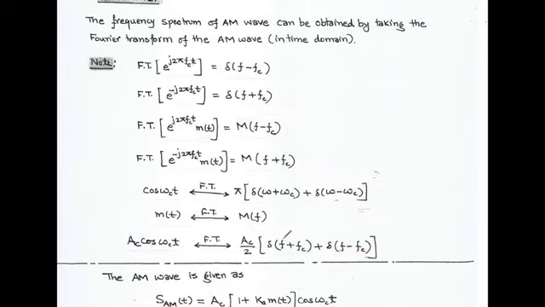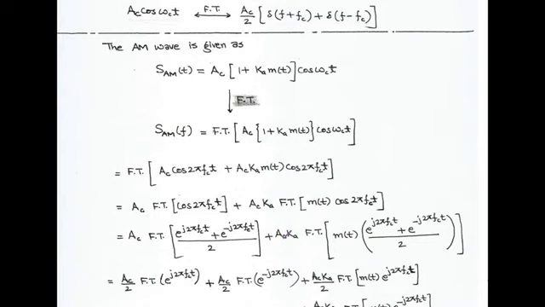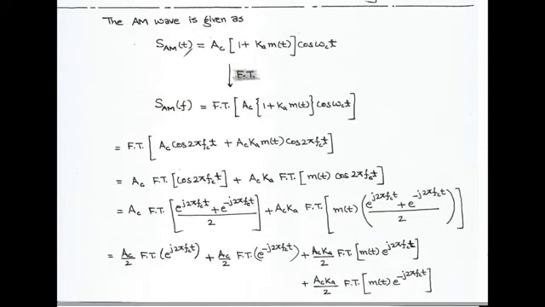Now we can determine the frequency domain description of AM wave. For this, we first write the AM wave in time domain, that is standard form, written as s(t) equals A_c within bracket 1 plus k_a into m(t) into cos omega_c t. Here k_a is called amplitude sensitivity of the modulator and its value is 1 upon A_c.